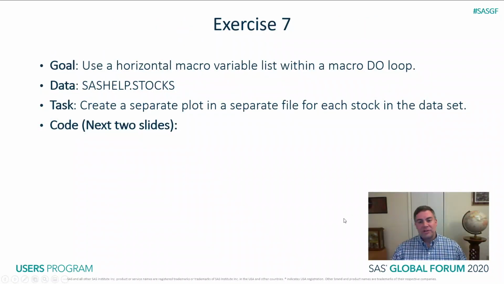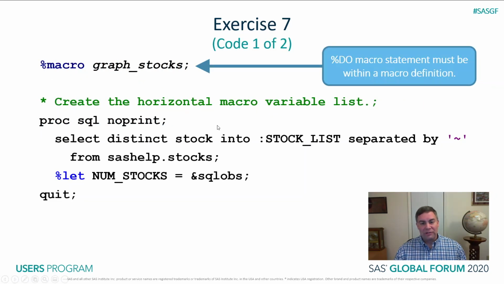So for exercise number 7, we're going to do something with a horizontal macro variable list. Well, first we're going to create the list, and then we're going to use it. The code here is split across 2 slides. We're going to use a new data set we haven't played with yet, sashelp.stocks, and our task is to create a separate plot in a separate file for each stock in the data set. And of course, we're going to do that without directly referring to any specific values.